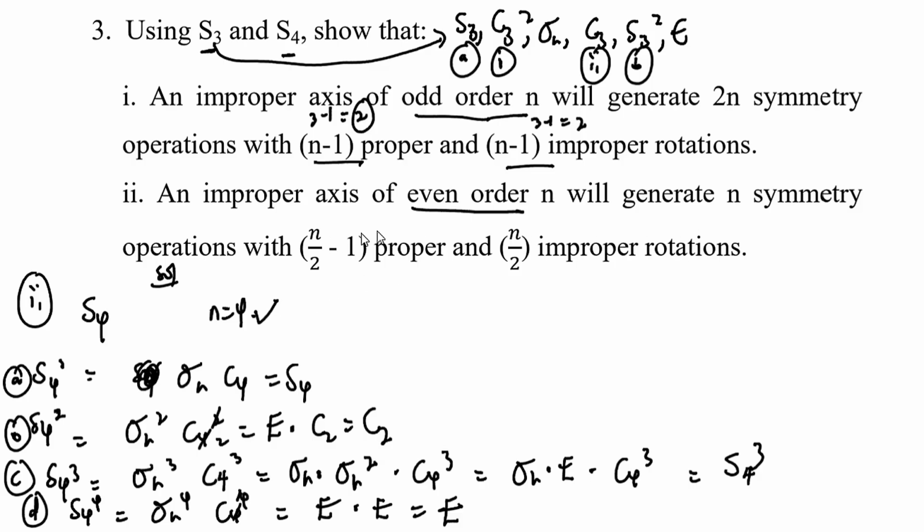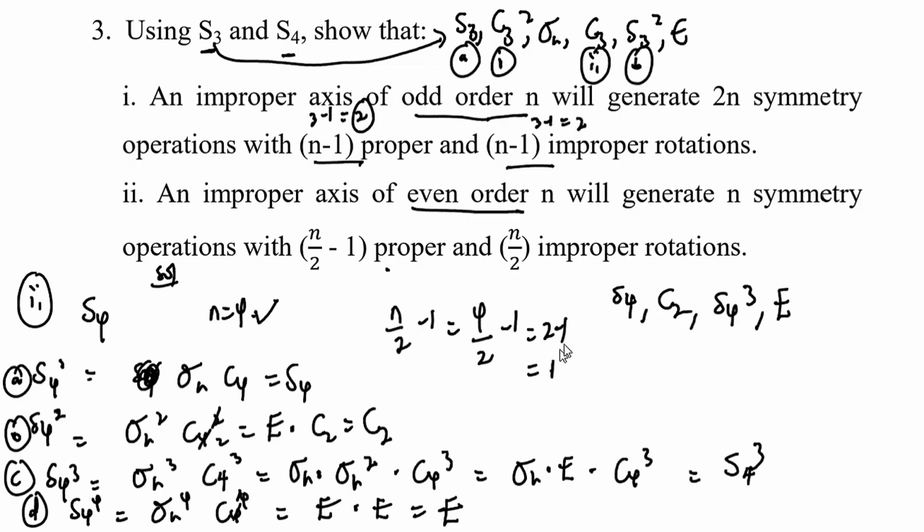So now let's look at the other one, n over 2 minus 1 and n over 2, to give proper and improper. So let's list out the symmetry elements. We have S4, we have C2, we have S4^3, and we have identity. So proper axis of rotation is going to be 4 over 2 minus 1. That will give us 2 minus 1, which is 1. So proper axis is this, just 1. So improper axis is basically n over 2, and that will give us 4 over 2, and that will give 2. So we have 1 and 2.